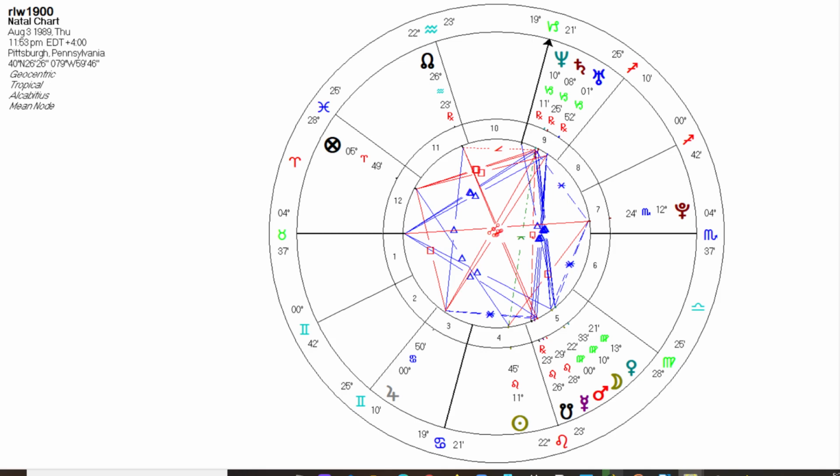So here's an example of this negative reception I'm talking about. Mars is sextiling Jupiter. Jupiter is exalted. That should be fabulous. Except that Mars is in Virgo, which is the detriment of Jupiter. And Jupiter is in Cancer, which is the fall of Mars. This is not a useful sextile.